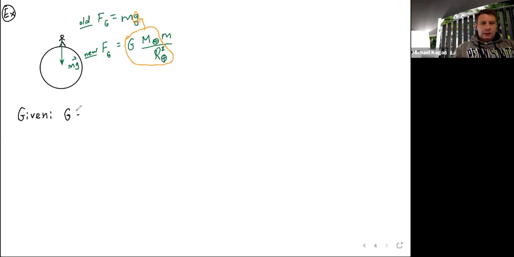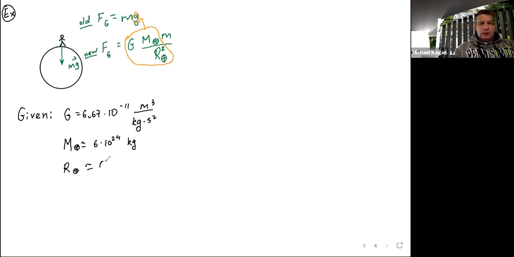We know the gravitational constant as 6.67 times 10 to the negative 11 meter cubed per kilogram second squared. The mass is the mass of the Earth, which is approximately 6 times 10 to the 24th kilograms. And the radius, as I already mentioned, is approximately 6 million meters. Oh, sorry, 6.4 million meters. Okay, so let's compute this combo.